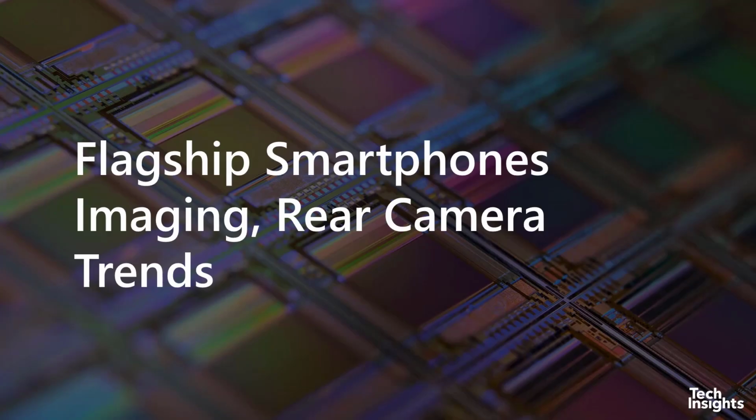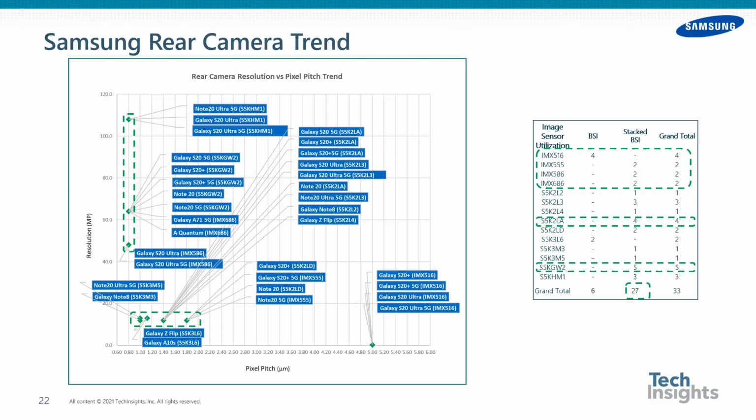So next we will look at rear camera trends. And the strategy for Samsung for rear cameras is quite interesting. For Samsung, we see that they have focused strongly on the 0.8 micron pixel pitch, and they use different resolutions ranging from 48 megapixels to the 108 megapixel in their flagship phones. And in terms of the low resolutions, those tend to be around 60 megapixel with varying pixel pitch.